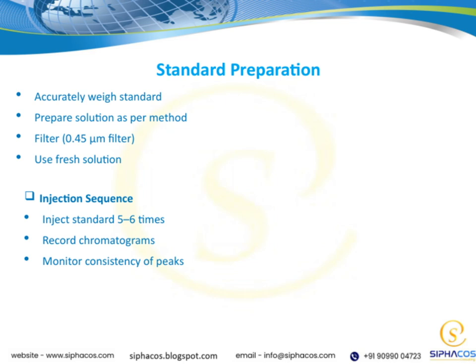Moving on to standard preparation, it all starts with accurately weighing your standard. Precision here is key to achieving accurate results later on. Once you've weighed the standard, prepare the solution according to your specified method. Remember to filter the solution through a 0.45 micron filter to remove any particulates that might interfere with the analysis. And whenever possible, always use a fresh solution for your experiments to maintain consistency and accuracy. By following these steps diligently, we ensure that our calibration and analysis are both accurate and reproducible, which ultimately supports the reliability of our entire analytical process.